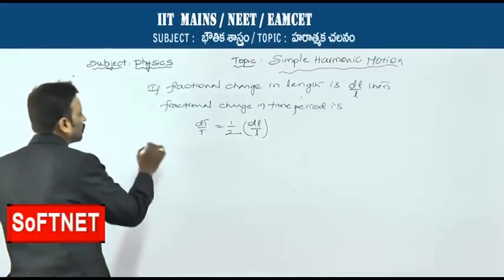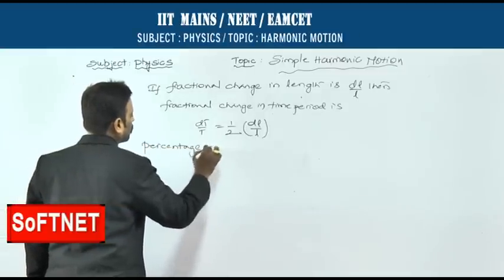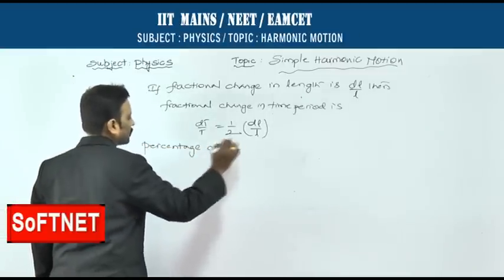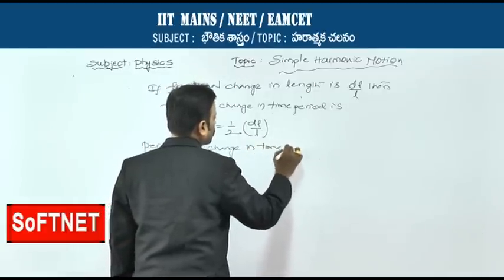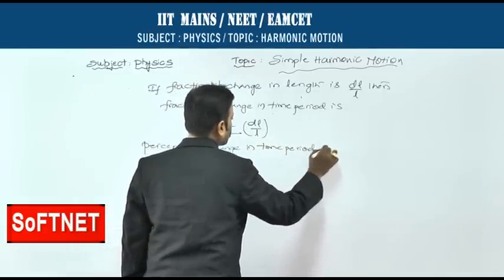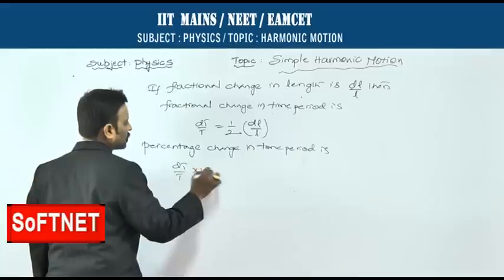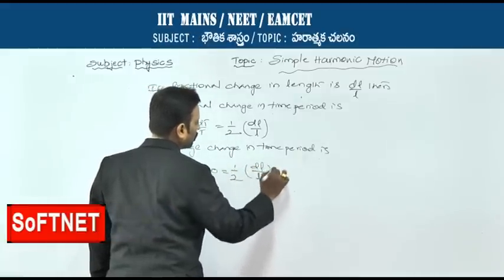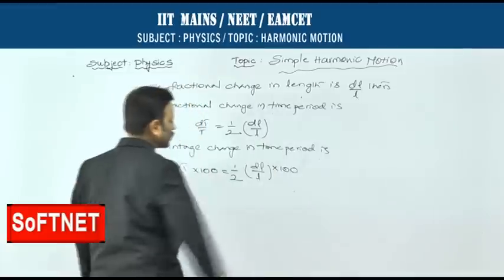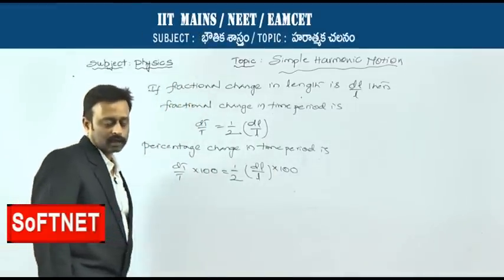Then percentage change in time period is dT by T into 100 is equal to half dl by L into 100. That is the percentage change in the time period.